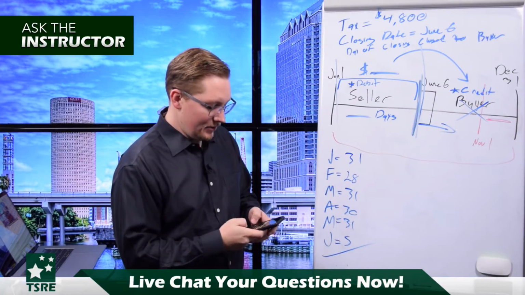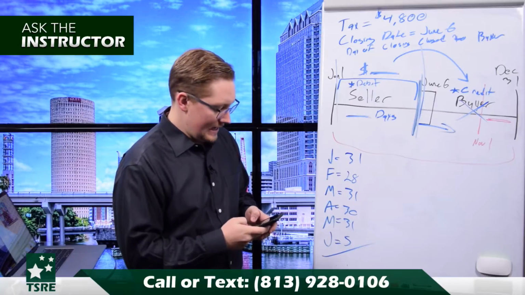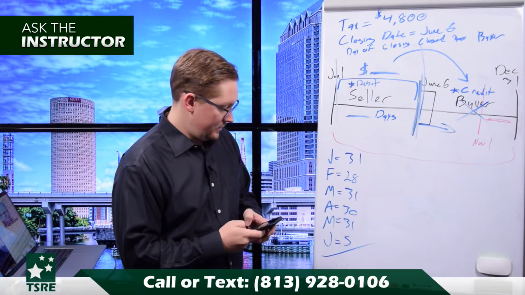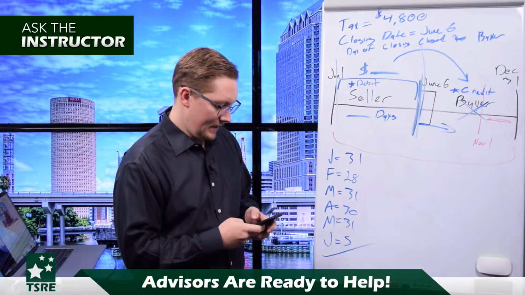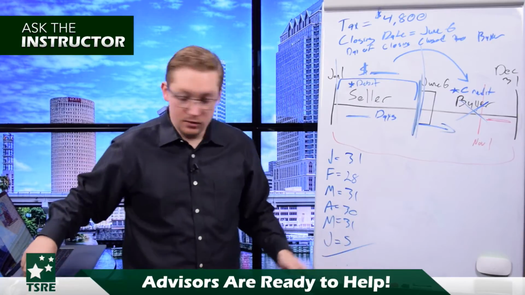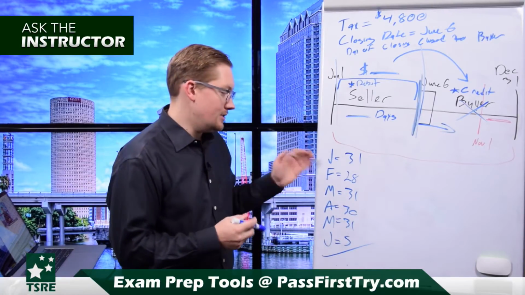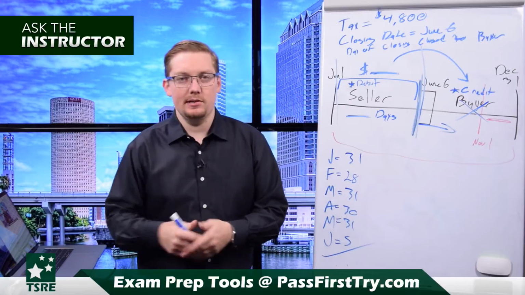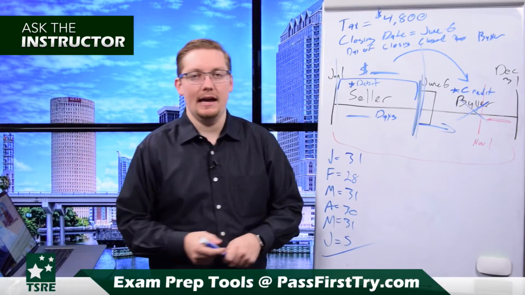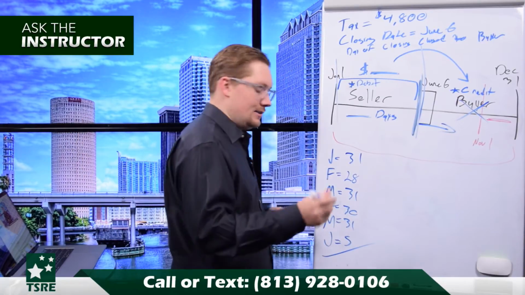So we add these together. We've got 31, 28, 31, 30, 31, and 5. I definitely recommend you write these out like this, because otherwise you might forget a month when you're just punching them into your calculator, if you're just trying to do it off the top of your head. Use that scratch paper you've got to your advantage.